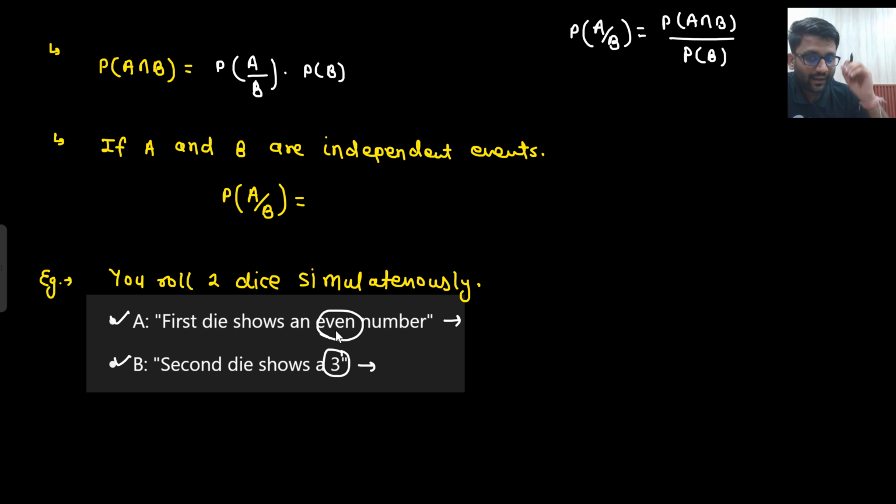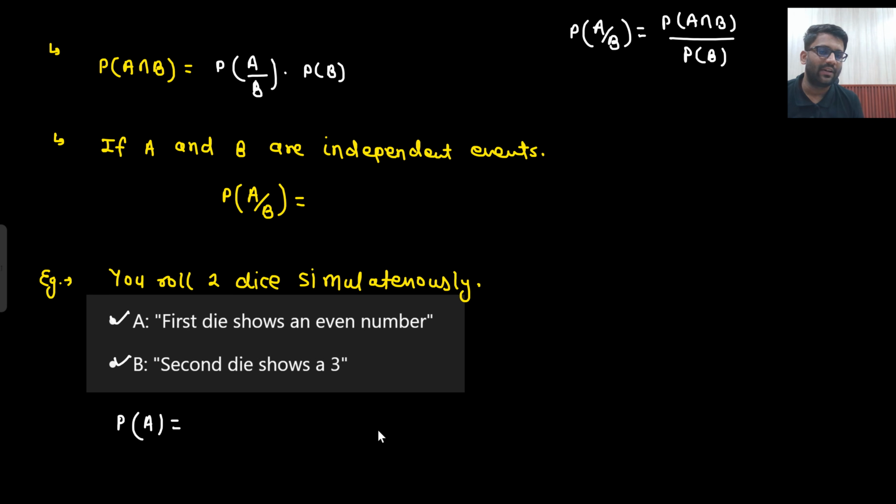Getting a number 3 on the second die, whatever the number that you get on the second die, is that anyhow related to getting a number on the first die? No. First die and second die, they are not related with each other at all. That means they are two independent events. So here if I ask you, what is the probability of A?